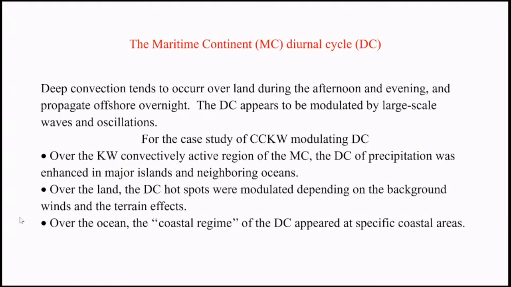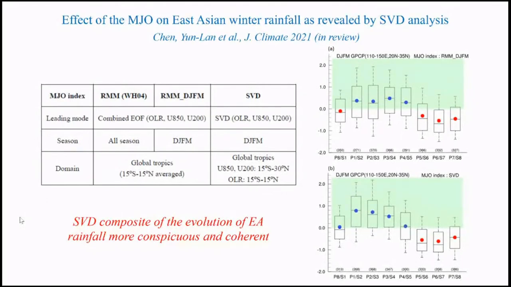We'll come to the next subject, which is the effect of MJO on the East Asian winter rainfall. We use SVD analysis to identify the MJO phases. For the data handling, we follow the widely used RMM indices, the indices that Wheeler and Hendon developed. We call that the RMM or Wheeler-Hendon 2004 published paper. So they use the OLR and the zonal wind at 850 and 200. And they average these three fields from 15 south to 15 north.